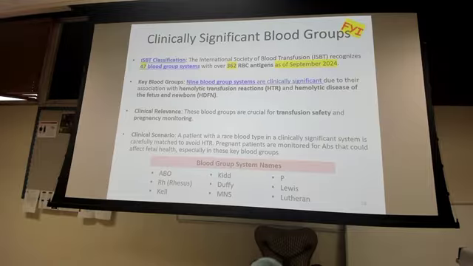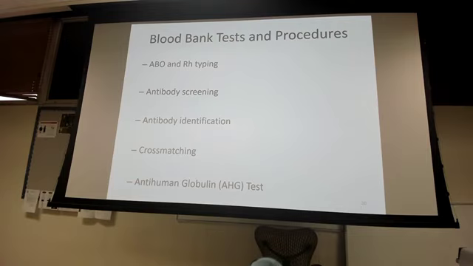Now in lab school, we actually spend like 6 weeks on this, but y'all are gonna get it in like 40 minutes, so you'll be good. But yes, we go through each one of these blood groups. You have to know all this stuff. It's very, very, very meticulous. 47 blood groups, and there's 362 RBC antigens, but that's just FYI for you all. So for this lecture, this is what we're going over: ABO and RH typing, antibody screening, antibody identification, cross-matching, and then the anti-human globulin AHG test.